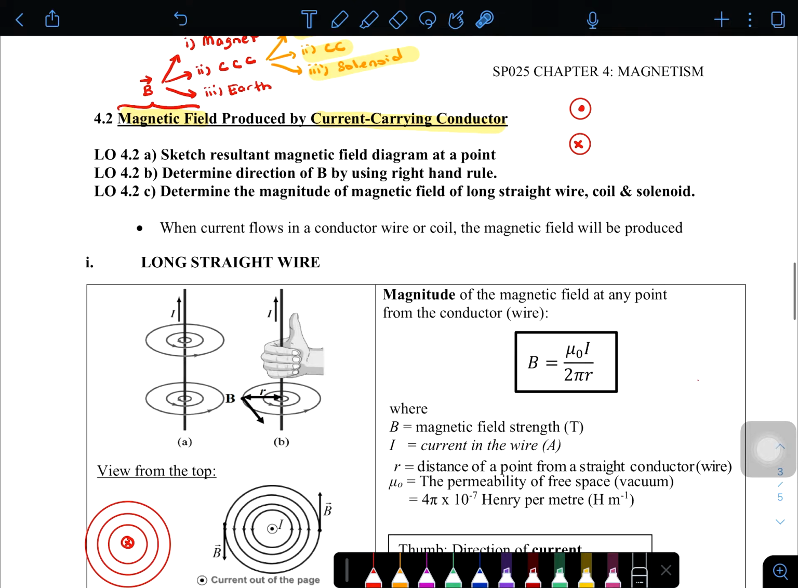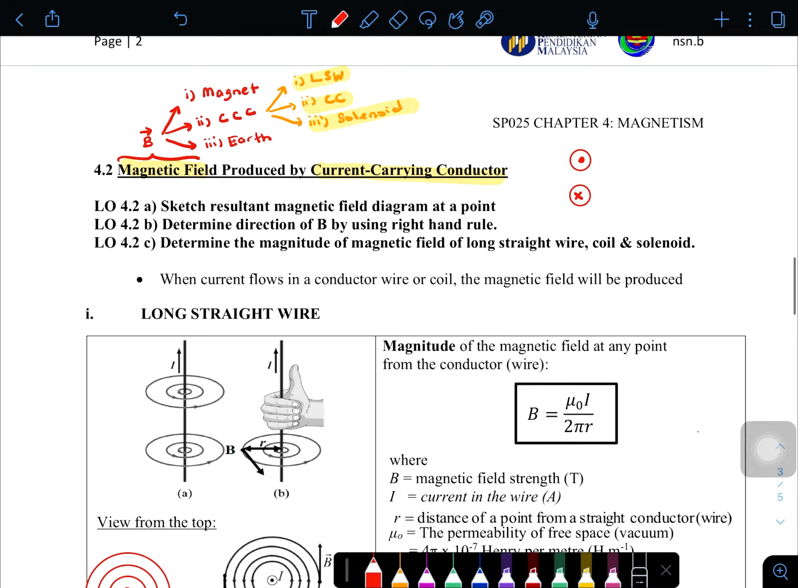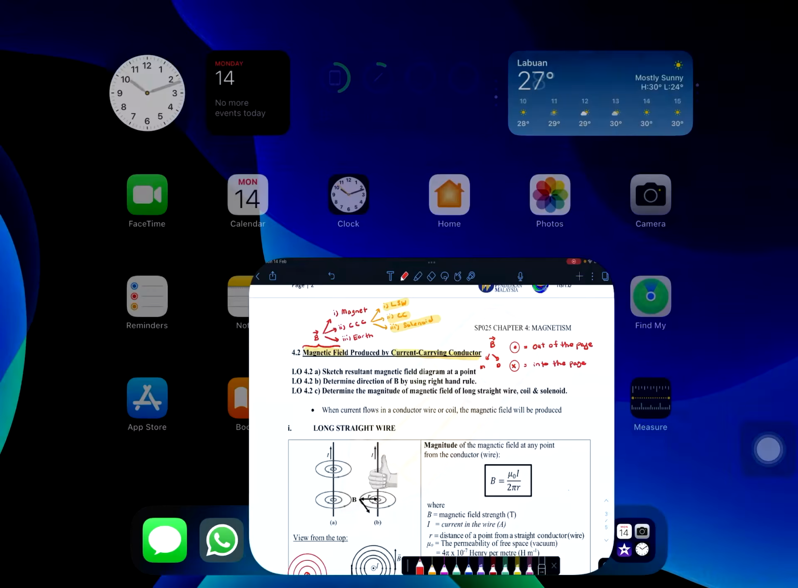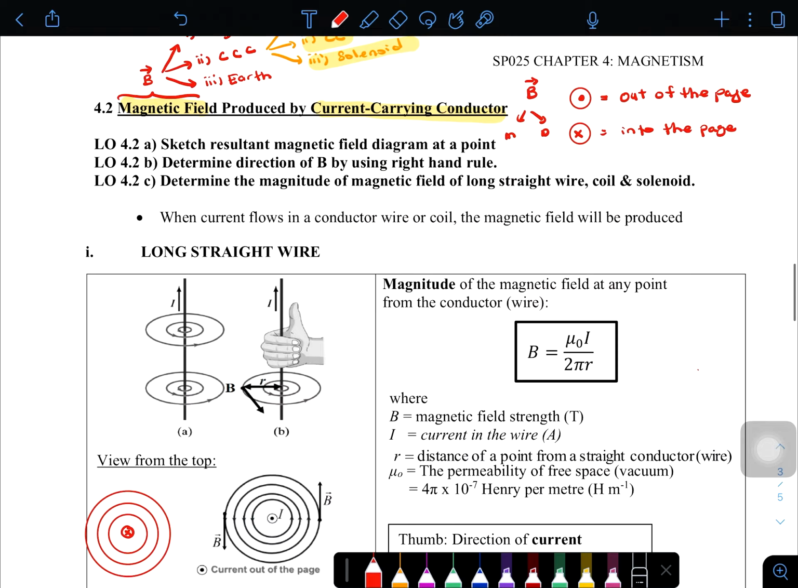Okay, so basically kita dah belajar B, which is magnetic field, simbolnya ialah B. Dan dia ada arrow. So B ialah magnetic field, dia perlu ada magnitude and dia perlu ada direction. Okay, so in magnetic field, you kena tahu dua simbol, which is the first one, kalau dot macam ini, kita tahu magnetic field kita dia out of the page. Okay, and kalau dia cross, dia into the page. Alright, so kita pergi kepada yang pertama.